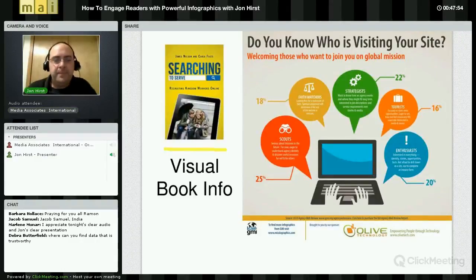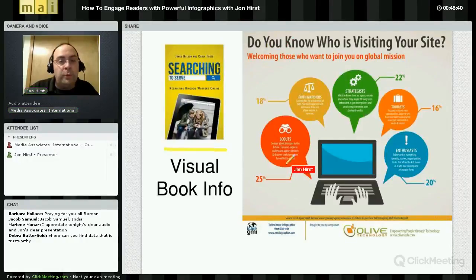Okay, it's back. What I was saying before is one of the other ways that you can use infographics is visually representing data from your books. So GMI published this book called Searching to Serve that was about how potential missionaries looked for missions opportunities online on the internet. And that research essentially identified 5 kinds of searchers who were looking for missions opportunities online. In the book, we walk through each profile and share stories and practical applications for how mission agencies can engage with these people. But we also created an infographic of the book content.